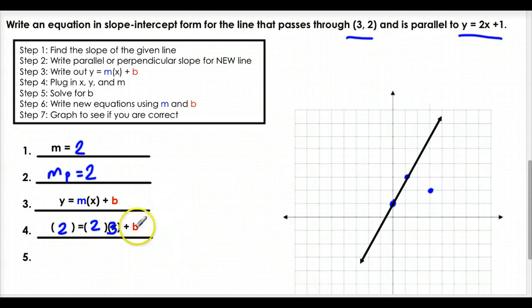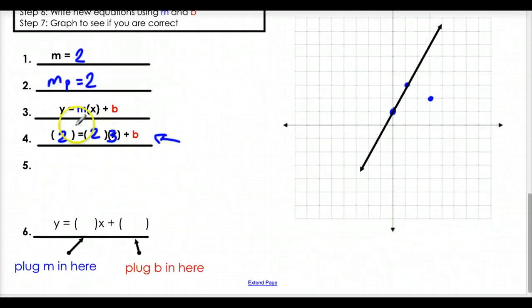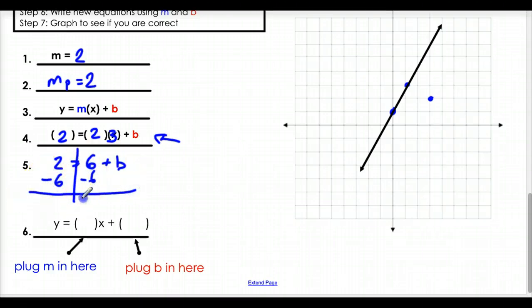What we're trying to find is our b. We know our slope, but we also want to find b, because that's the next part of y equals mx plus b. So we're going to solve for b now, treating it like a variable. Let's rewrite it: 2 equals 2 times 3, which is 6, plus b. To solve for b, we drop a line down and subtract 6 from both sides, because this is the variable side and this is the number side, and we get b equals negative 4.